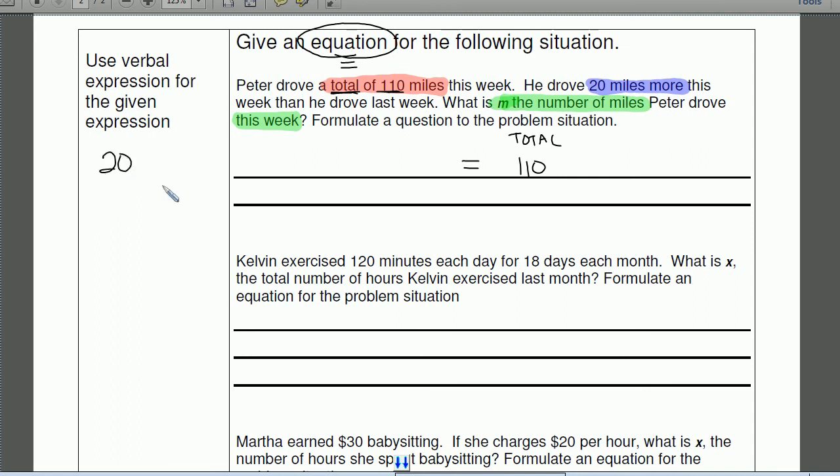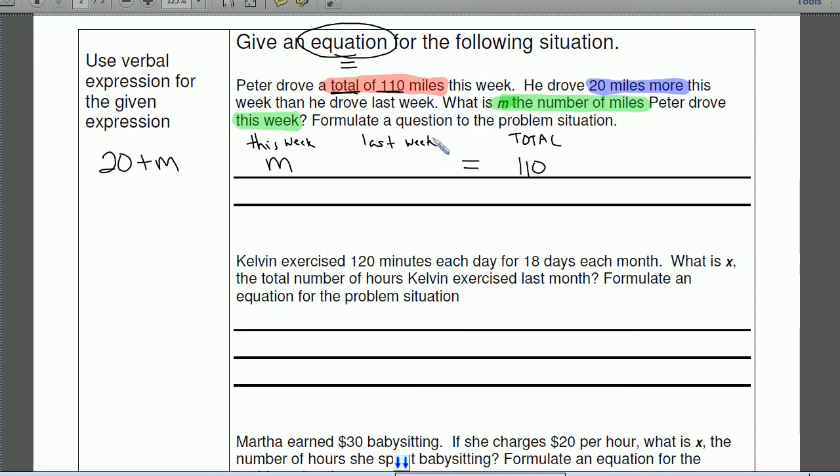If I put 20 miles plus m, that's the number of miles this week plus 20 more, right? And that's what he drove last week. This week he drove 20 miles more than he drove last week. But last week he drove less than m, right? So last week he actually drove fewer miles. So if this week is m, and last week was 20 miles less, right?